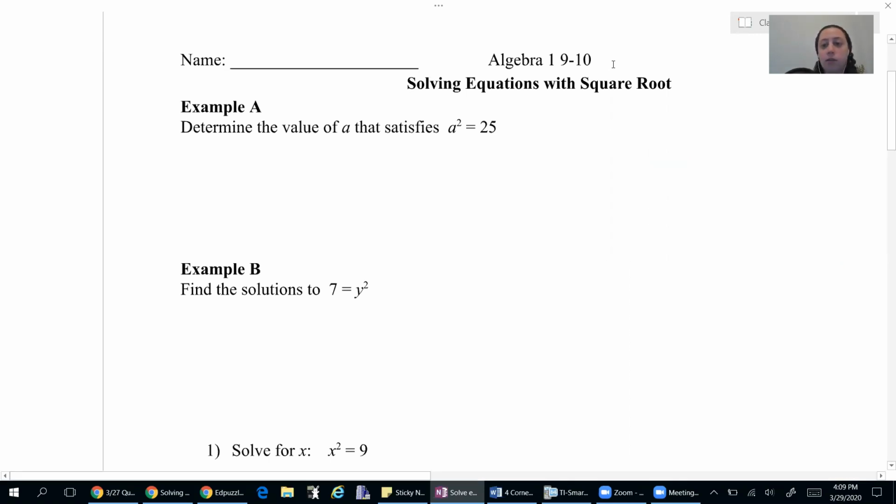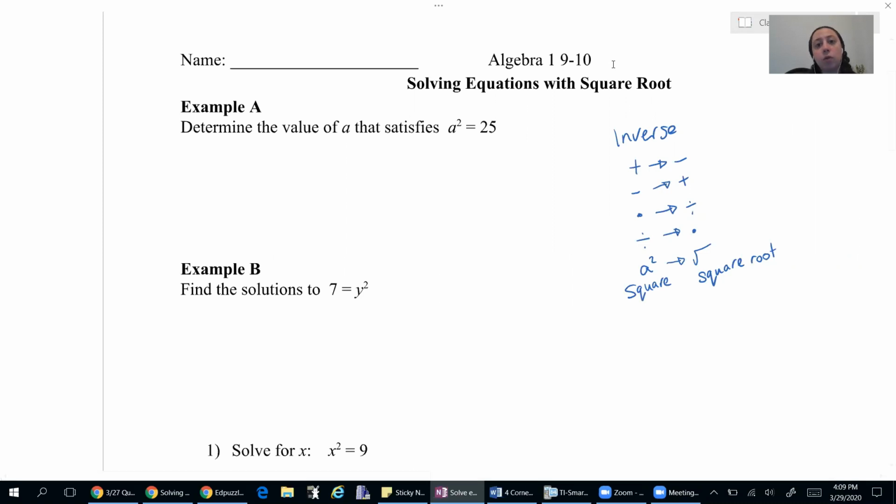The next one we're going to learn about is square and square root. So square means we're multiplying a number by itself. And square root means we're finding what number we can multiply by itself to equal this number. So let's do an example.